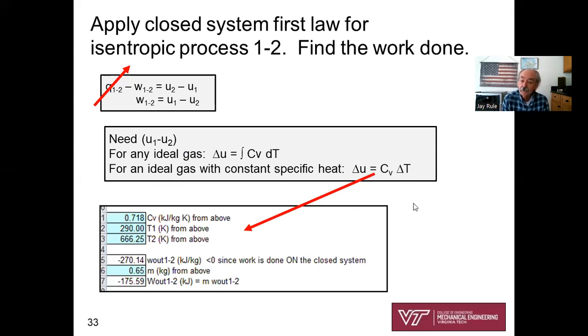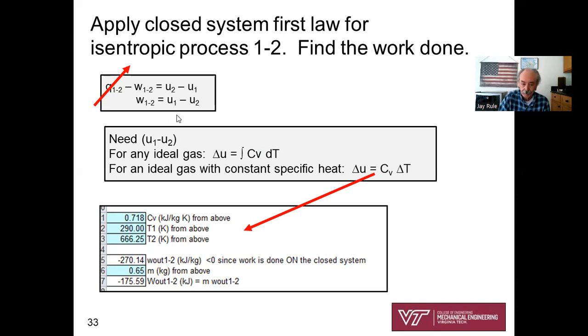Apply the closed system first law for process 1 to 2 and find the work done. Darn it, I didn't include my PV diagram for visibility, but 1 to 2 was reversible adiabatic compression, isentropic, adiabatic, and reversible. Q from 1 to 2 is 0. So again, same approach: W from 1 to 2 is equal to U1 minus U2.